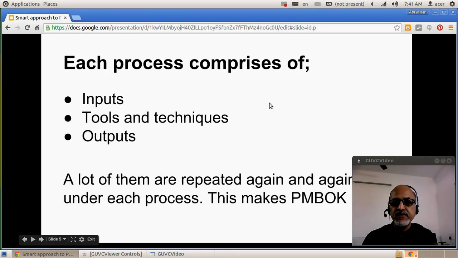If you go one more level below the process to see what comprises each of these processes, every process comprises a set of inputs, tools and techniques, and outputs. And here the challenge is that a lot of things get repeated process after process. Take enterprise environmental factors, which is an input for almost every process. The context may be different, but it's an input for everything. It gets repeated again and again.